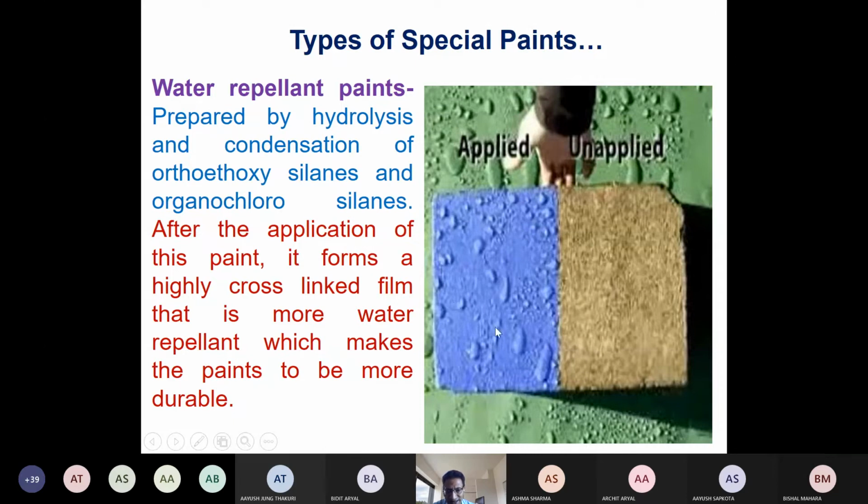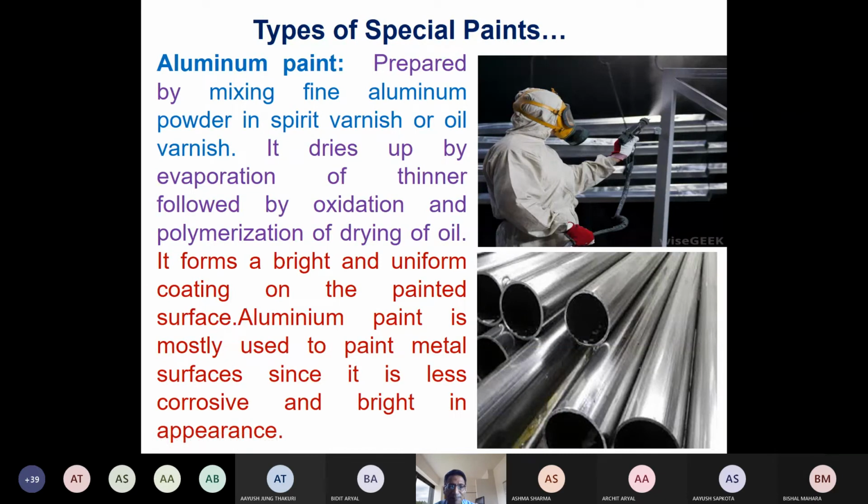When applied where water falls, it is not affected by water and moisture, so it is known as water repelling paint. And next is aluminum paint, shiny color, prepared by mixing aluminum powder in spirit varnish or oil varnish. It dries up by evaporation of thinner, followed by oxidation and formation of drying oil. It forms a bright and uniform coating on the painted surface. Aluminum paint is mostly used to paint metal surfaces since it is less corrosive and bright in appearance.